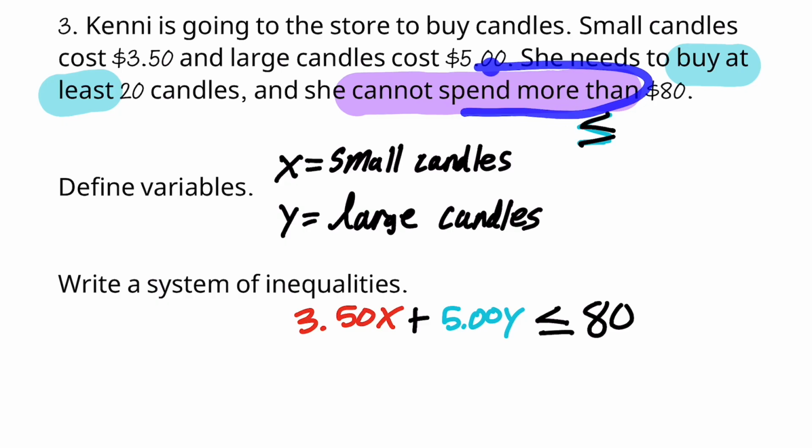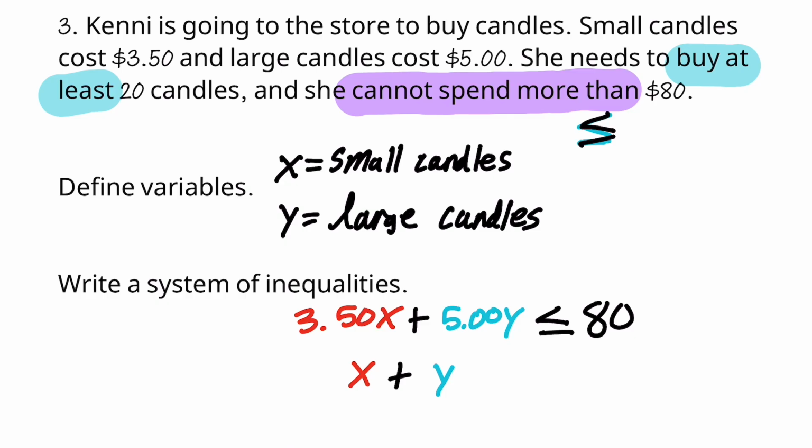And so again, that comes from this word here. She cannot spend more than 80 bucks, so it's going to be less than or equal to 80. All right. Altogether, she needs to buy at least 20 candles. So all of the small candles plus all of the large candles, she needs to buy at least 20 of them. That is a minimum of 20 candles.